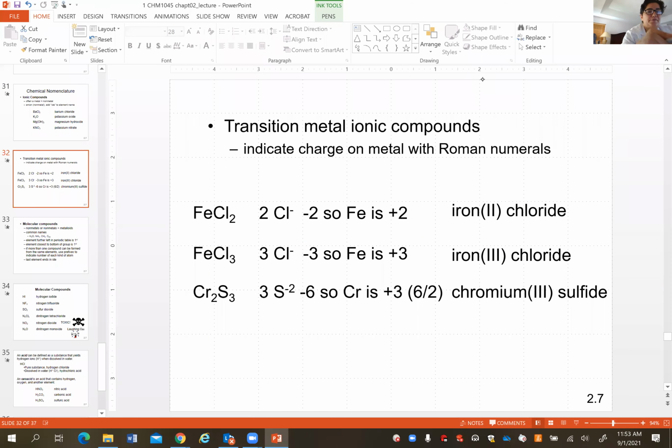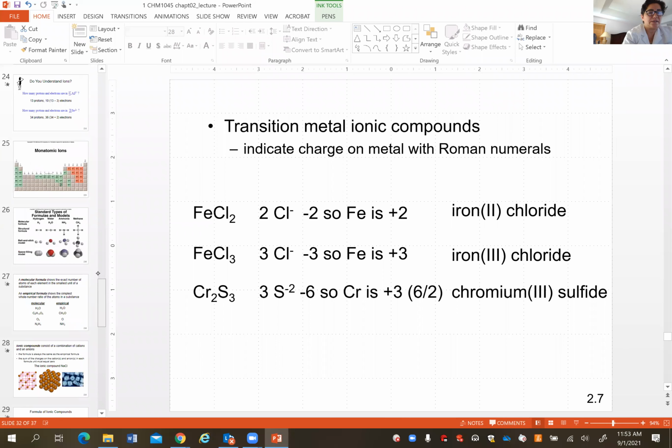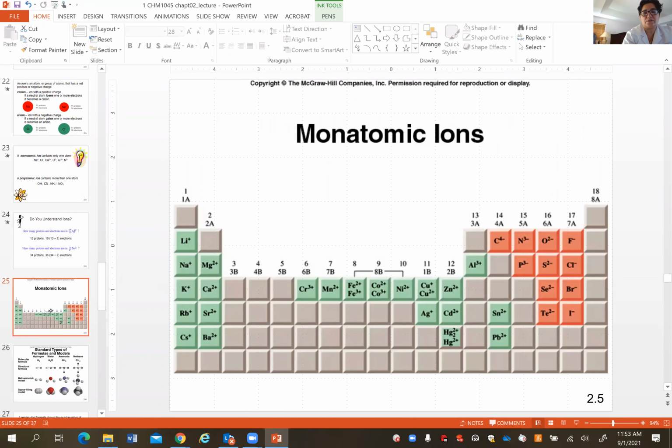Now, let me go back to that chart to see if it says that we have multiple charges. Yeah, we do have some examples here. You see iron: you have iron 2+, and then you have iron 3+. Cobalt could be 2+ or 3+, copper could be 1+ or 2+. Chromium could be 3+ or 6+, but chromium 3+ is the one that is more stable.